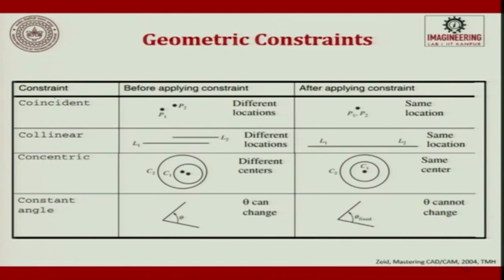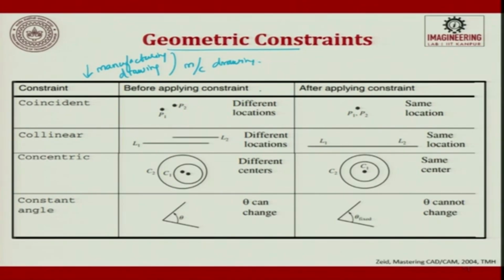The geometric constraints which we generally use are coincident, collinear, concentric and constant angle. These are some things which we follow very importantly when we try to develop a manufacturing drawing, so that we tell in terms of references, or I can write it as machine drawing.